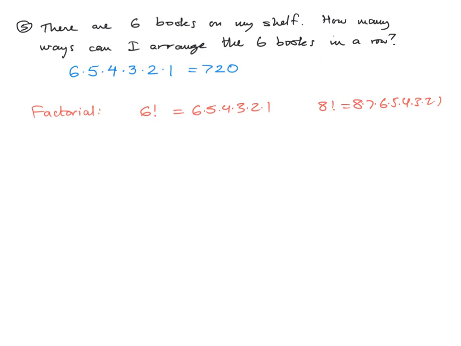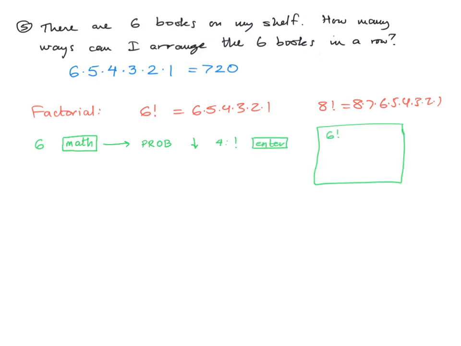Okay, so now let me show you how to plug it into the calculator. So first, on a blank screen, you hit the button 6. Then you hit the math button. Then you scroll over to probability, P-R-O-B. Then you scroll down to 4, which is the exclamation point or factorial. Then you hit enter. And now the screen should look like this. And you hit enter one more time and it calculates it for you and you get 720.